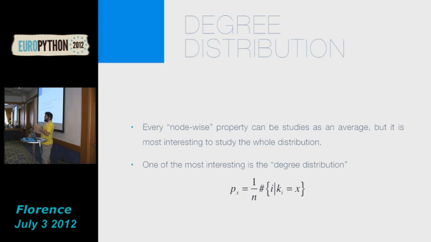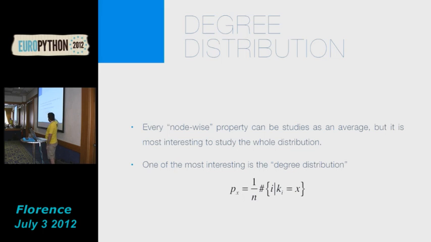Okay, we have every node-wise property. We can study its distribution. Okay, we have many nodes, and we can study them as a whole. But sometimes that doesn't convey far more information than just the average. So, for example, we usually do not study the whole shortest path length distribution. On the other hand, the average degree is not very informative on the network, so we study the whole distribution. And people have been believing that networks have a power law degree distribution.